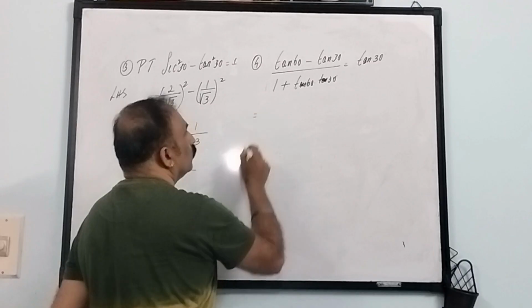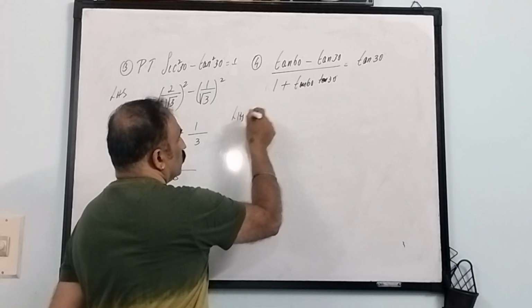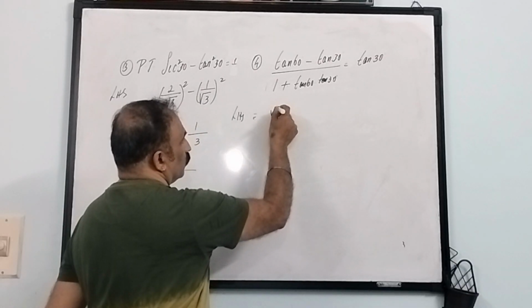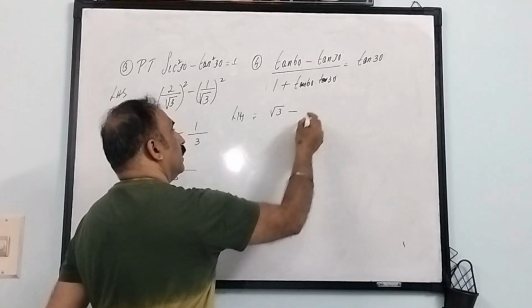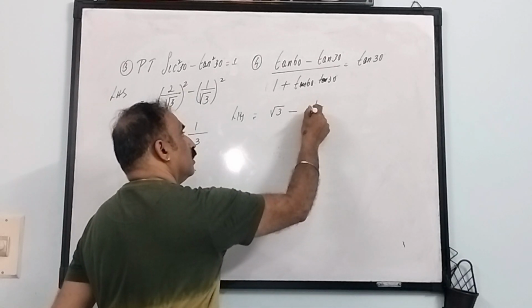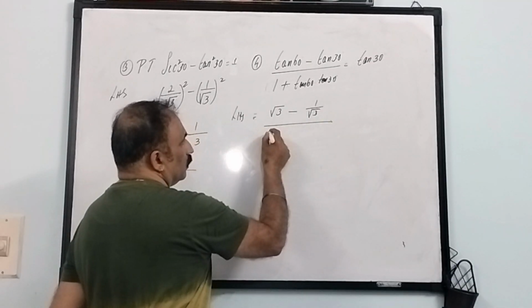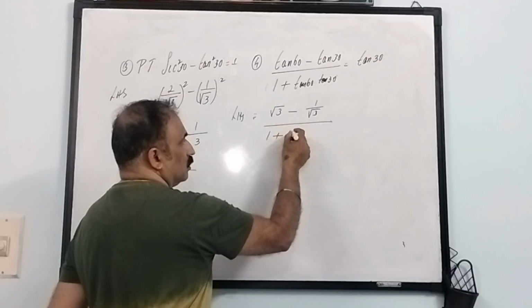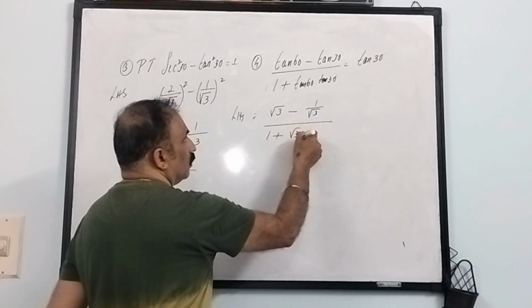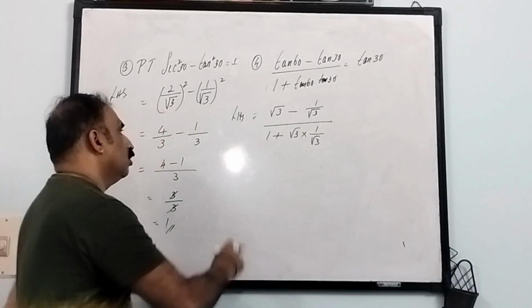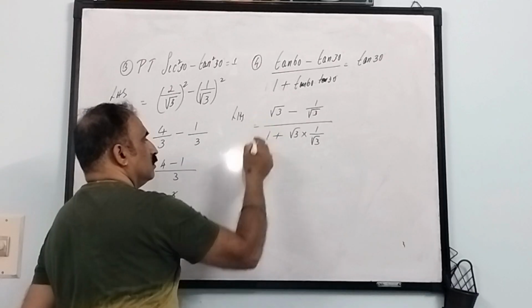the LHS value. So LHS is saying tan 60. Tan 60 is going to be equal to root 3 minus tan 30, which is 1 by root 3. That is the numerator. Coming to the denominator, it says 1 plus tan 60, which is root 3, into tan 30, which is 1 by root 3. So I've got the numerator and denominator of the LHS.